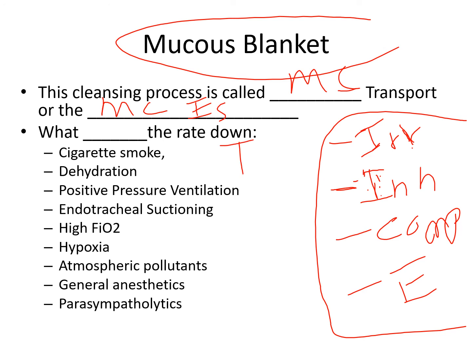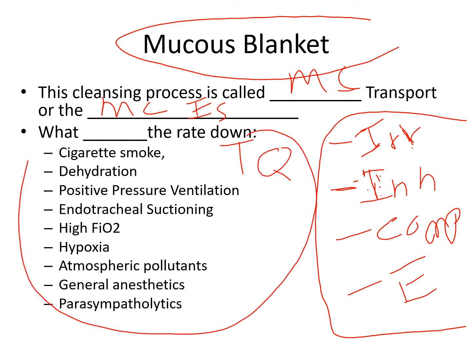This is almost like I would test you on this type of information. What will slow the rate of the mucociliary escalator down? What will slow the mucociliary transport down? What makes it hard for us to clear secretions? There's a lot of things. Number one on the list is cigarette smoke. Have you ever known a smoker, and what's the first thing they do when they wake up in the morning? They're going to get up and cough like crazy. Because when's the last time they had a cigarette? Well, forever ago. And so that means their mucociliary blanket's working.